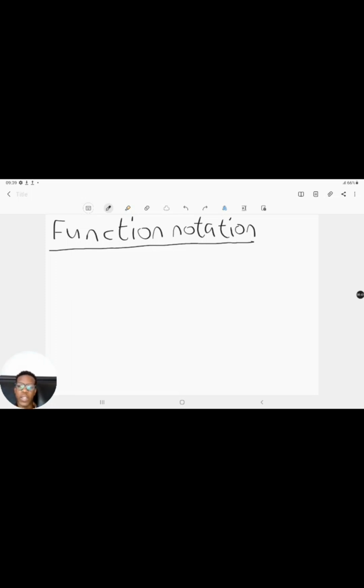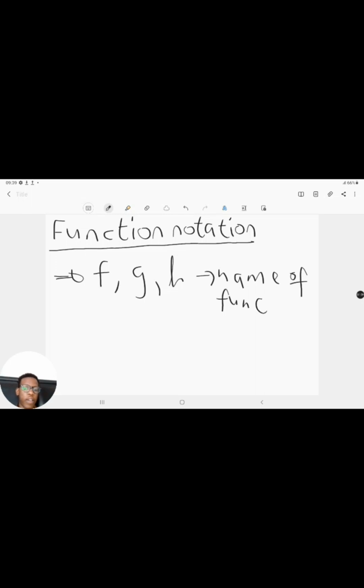Okay, so firstly, a function can be called any letter. A function can be called f. This is the most popular letter that is used. It can be called g. It can be called h. It can be called anything. This is the name of the function. So the letter is just the name of the function, and we described what a function is in the very first video on functions. So f, g, and h can be the name of a function.